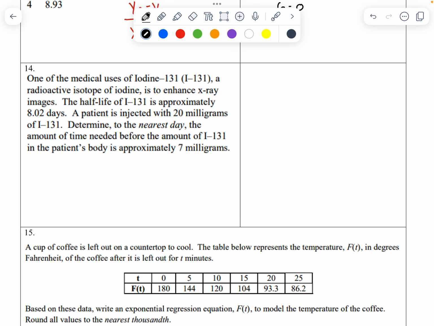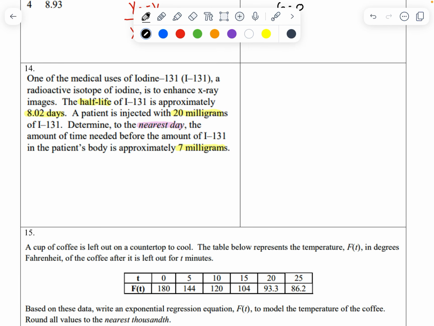And there it is. Done. All right. One of the medical uses of iodine-131, a radioactive isotope of iodine, is to enhance X-ray images. The half-life of this is approximately 8.02 days. A patient is injected with 20 milligrams of this. Determine to the nearest day the amount of time needed before the amount of iodine in a patient's body is approximately 7.